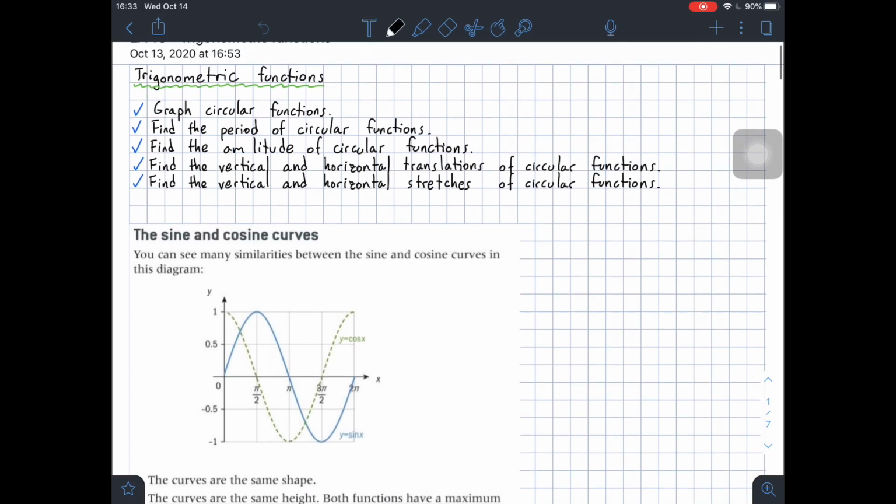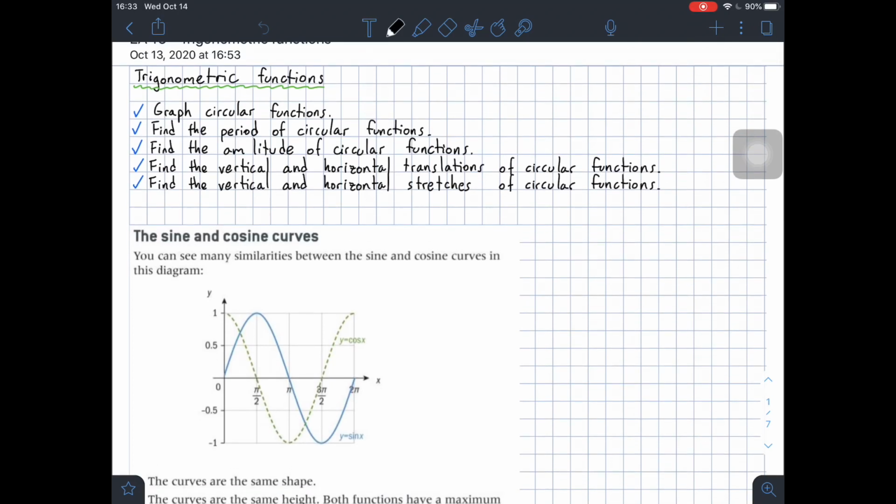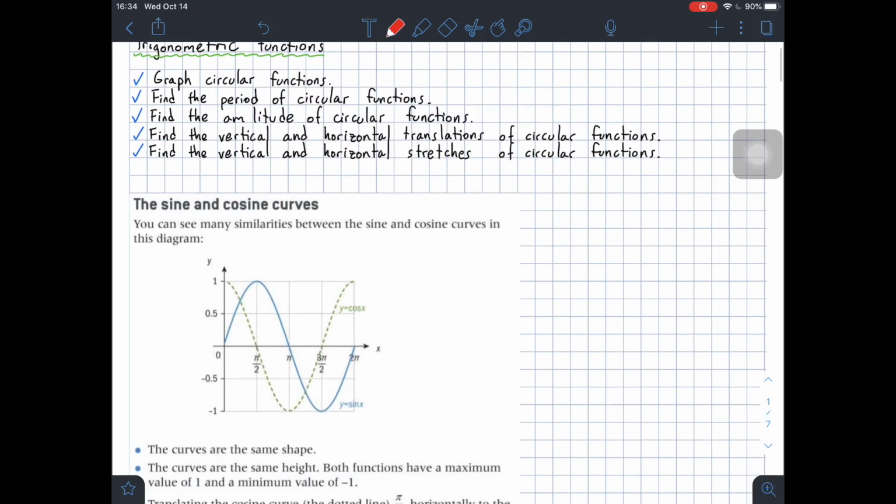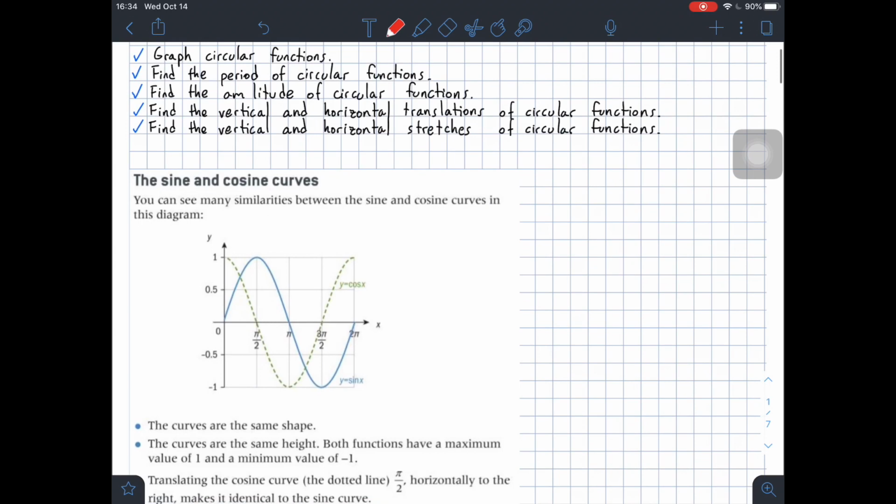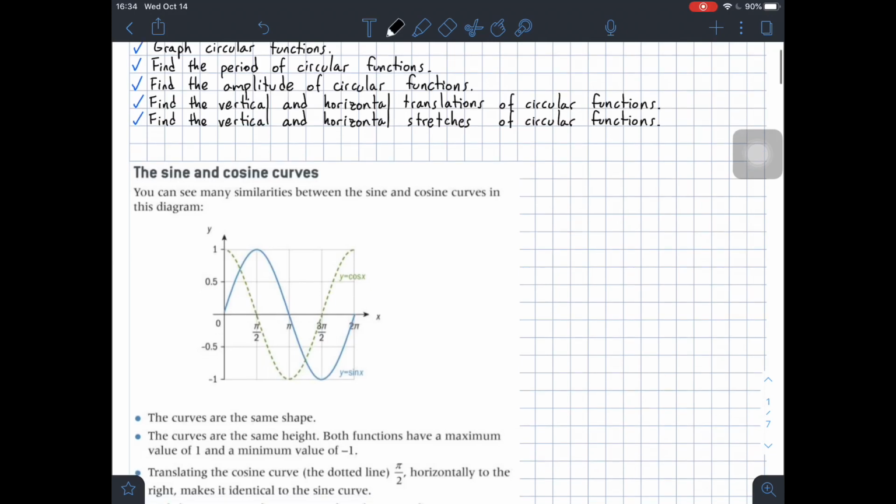Let's see. The objectives for today's class are: number one, graph circular functions. Circular function is a synonym for trigonometric function. It's called either trigonometric or circular function. Number two, find the period of circular or trigonometric functions. Number three, find the amplitude of circular functions. Number four, find the vertical and horizontal translations of circular functions. And number five, find vertical and horizontal stretches of circular functions.